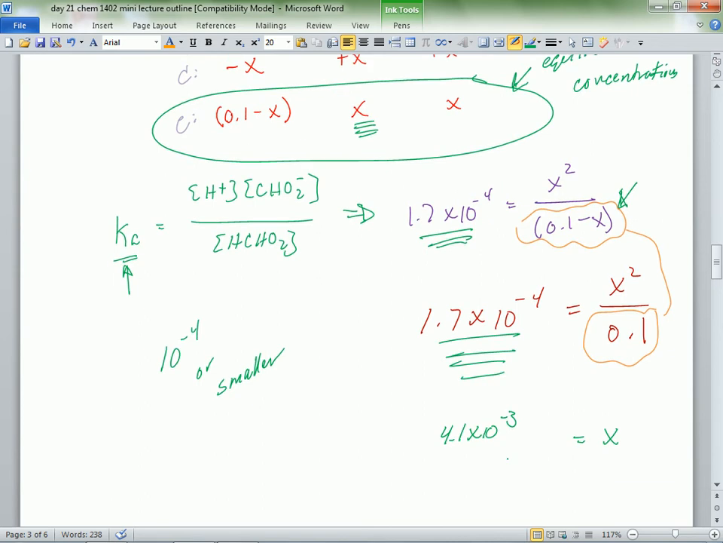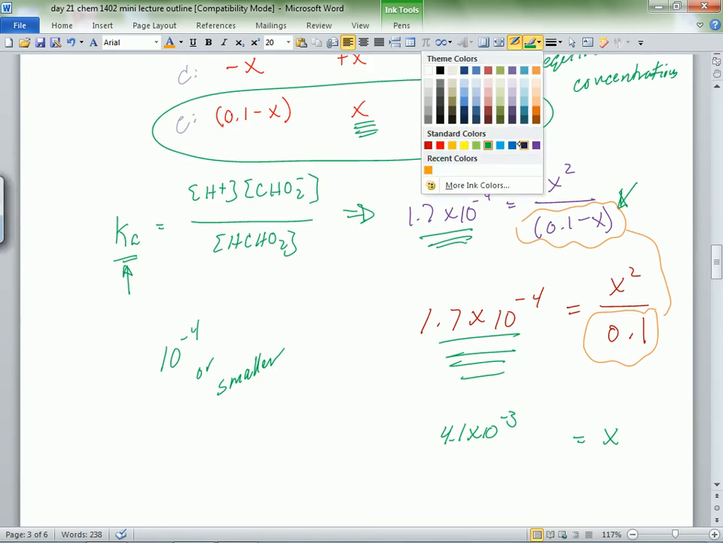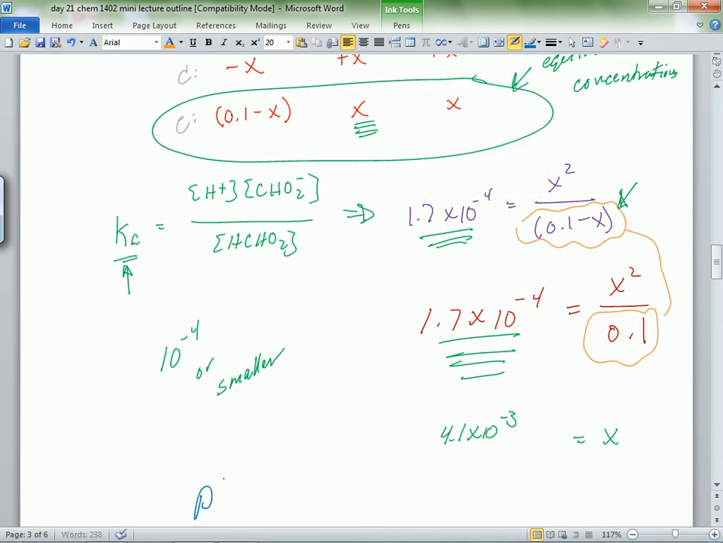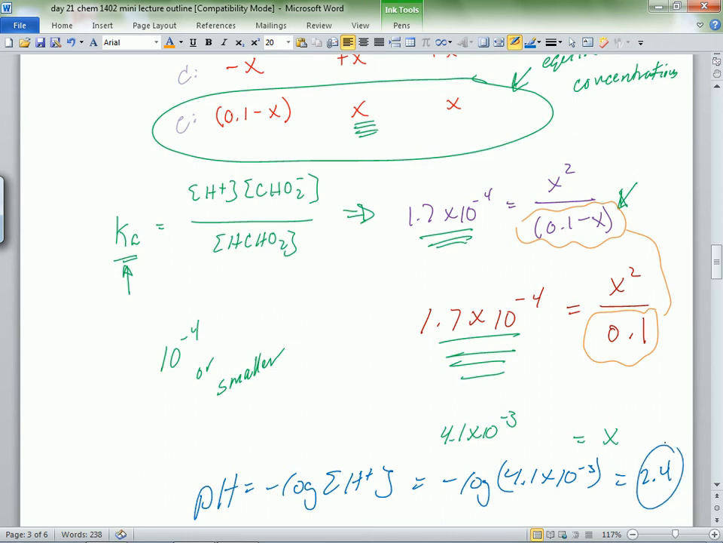Let's finish this. So that's my x. So what's my final answer then? Take the negative log of it. Negative log of 4.1 times 10 to the negative 3. About 2.4. Okay?